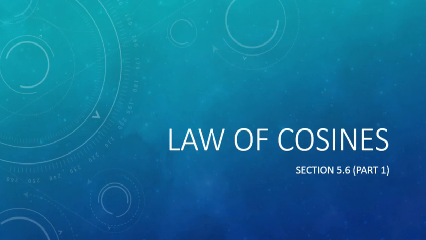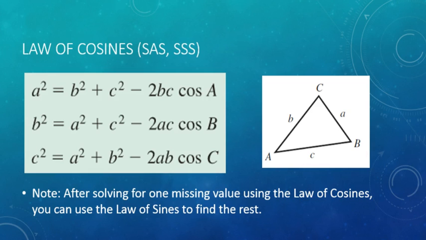Now we're going to start looking at a second method for solving triangles because as great as law of sines is, there are some situations where it doesn't work, and we're going to look at two of those examples today. The law of cosines formula is on your reference sheet, and I have it shown here as well.